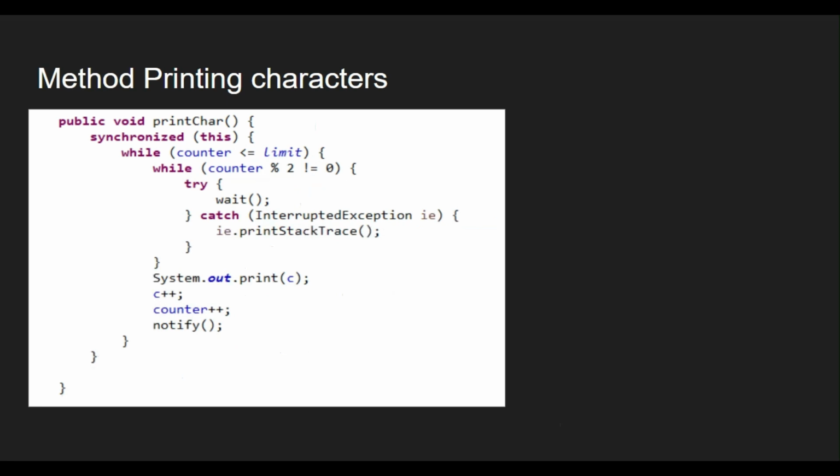Similarly, we have a print character method which prints alphabets A, B, C, D. In a similar fashion, we are waiting for some condition to get satisfied, and then after we have been notified that we can proceed with the execution, we go out and print the letter first and then increment it, increment the counter, and again notify the other thread.